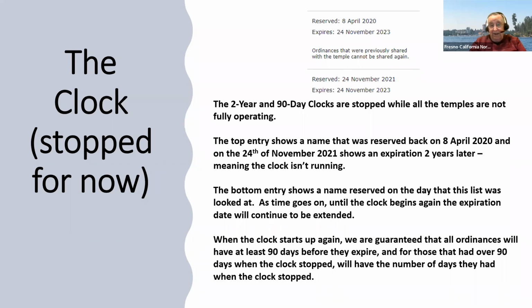And if you have a name that's a 2-year reservation, you'll be given 2 full years from the date the clock starts to go, even though you may not have had 2 years left. And on the 90-day ones, they will guarantee you that you have 90 days from the date that the clock starts. So they're going to adjust things so that you don't get in a situation like, well, the clock starts today and it's being cleared out of there tomorrow. You're not going to have that kind of a situation occur. They're going to allow for that so that there's plenty of time for you to finish up your reservations.